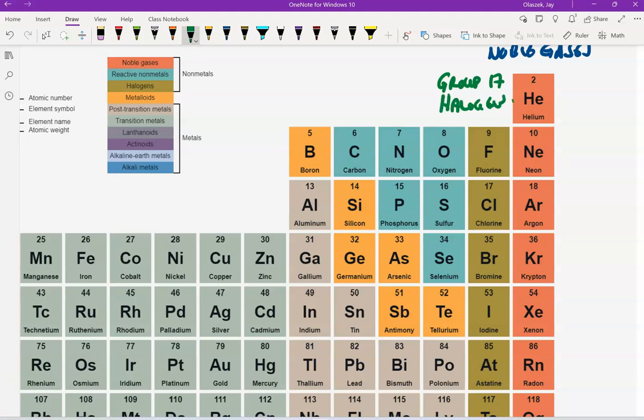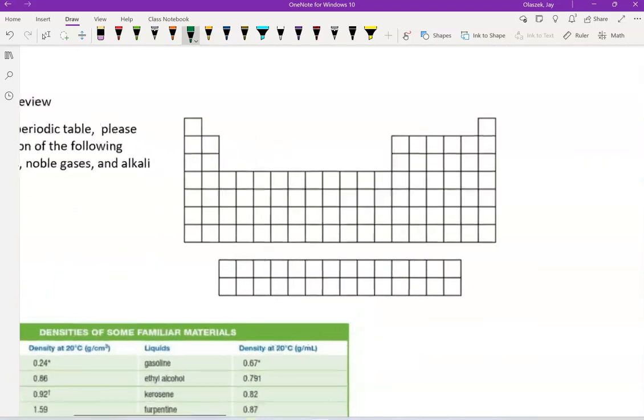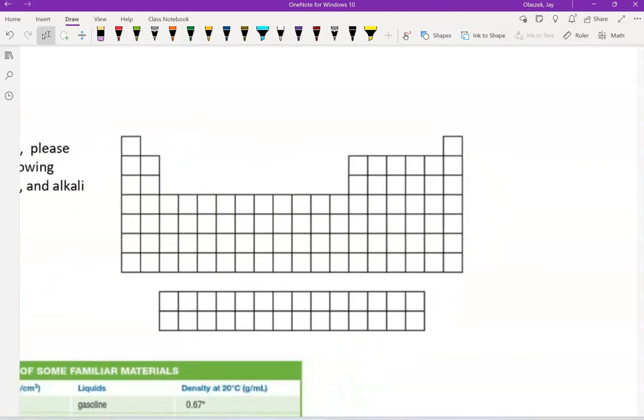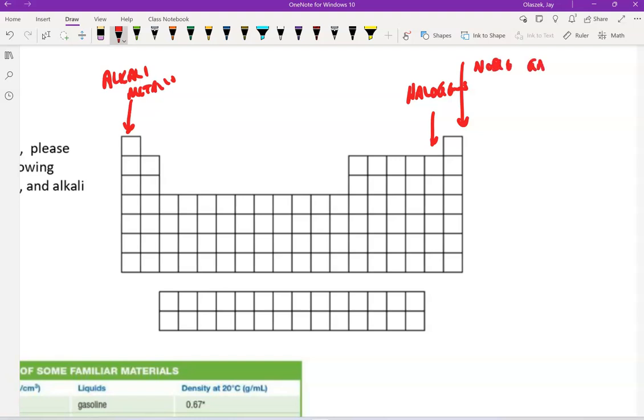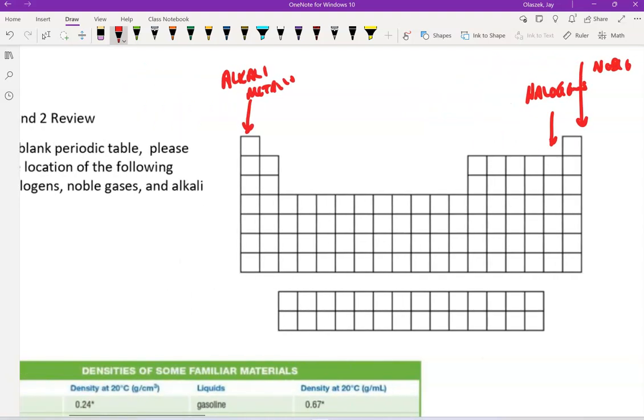Okay. So if we were going to identify these here, we would say Group 1, alkali metals. We would say Group 17 here is the halogens. And we would say Group 18 here is the noble gases. All right, number 1. Take a look at number 2.